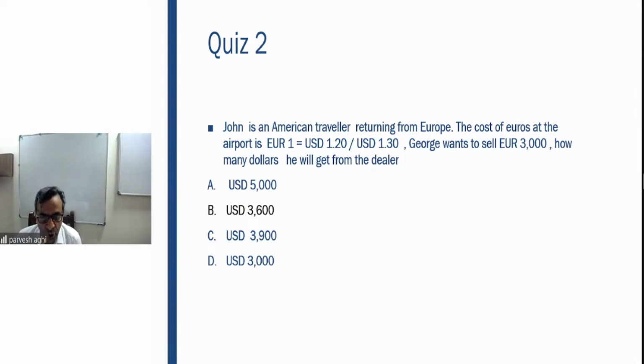Okay. John is an American traveler returning from Europe. So John is an American traveler who is returning from Europe. The cost of euro at the airport is the same. George now wants to sell 3,000 euros. So he has gone to Europe, purchased euros, and he is left with some 3,000 euros with him. So he's returning back from Europe and wants to sell these euros. So how much money is he going to get?